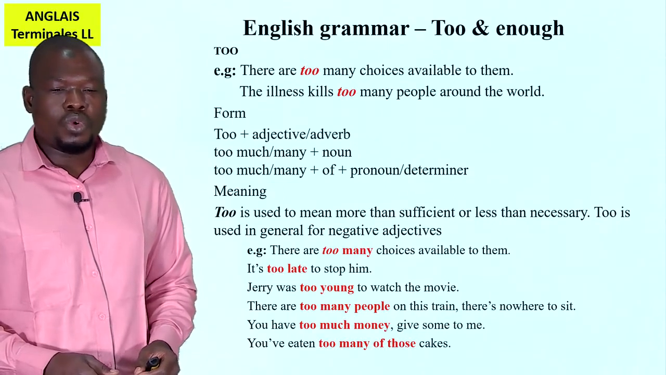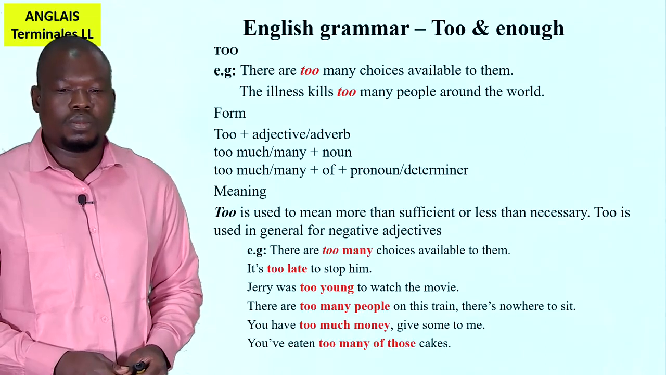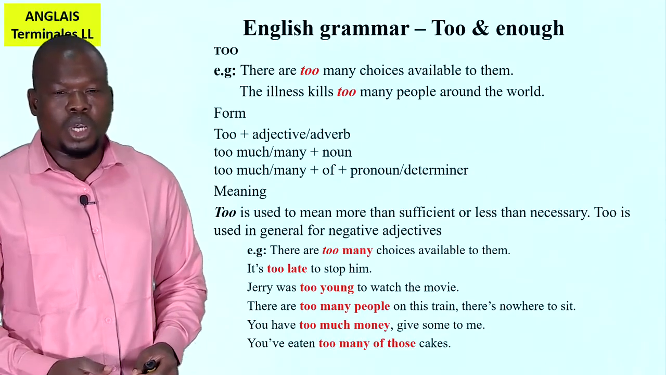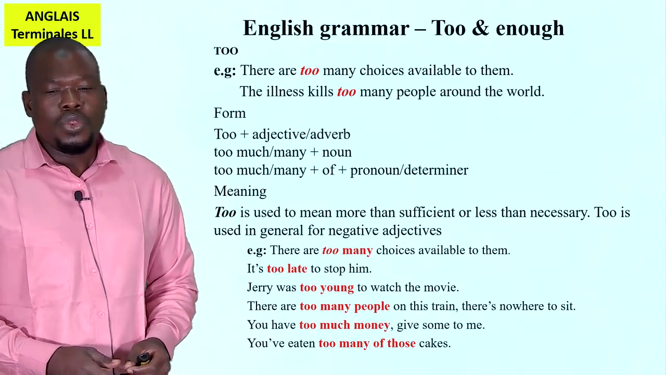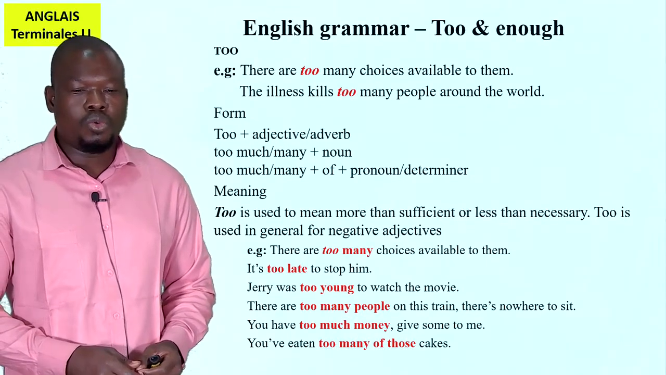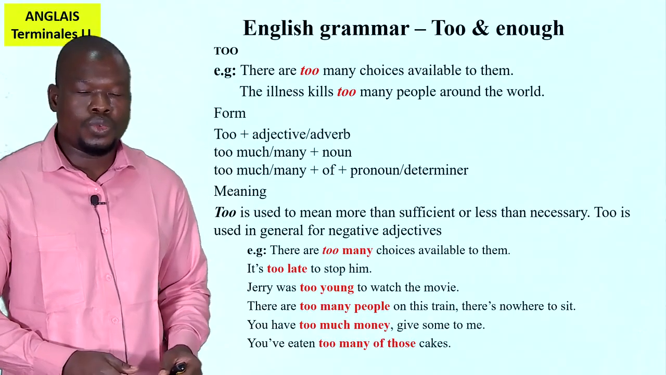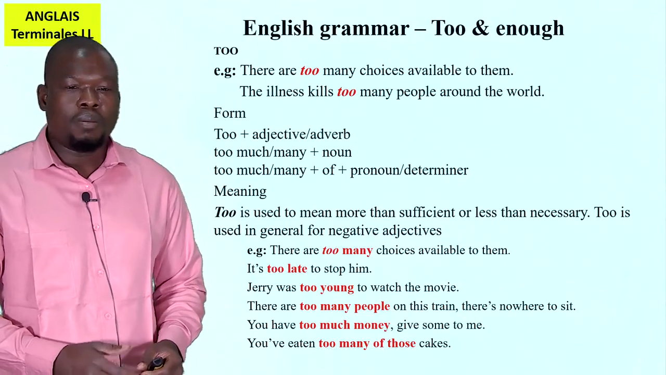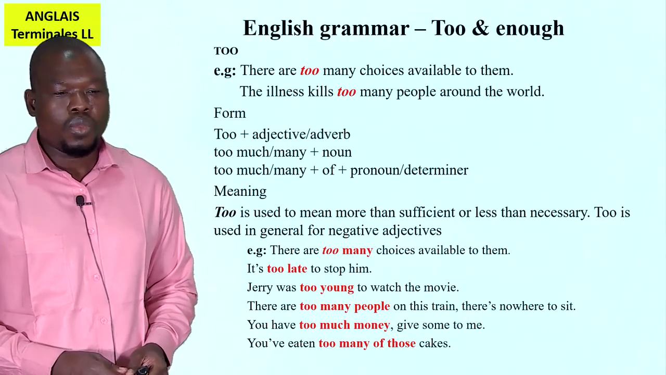You have too much money. Give some to me. Here we use too much plus a noun again. You have eaten too many of those cakes. Here we use too plus many plus of plus a determiner. Okay.